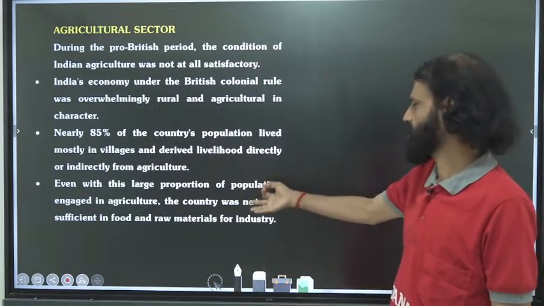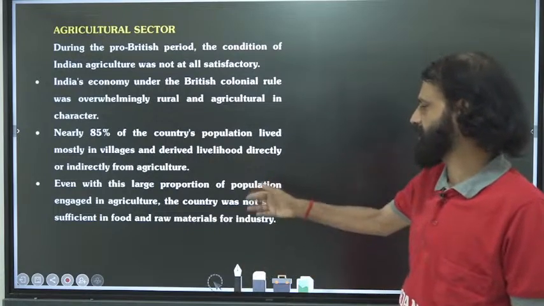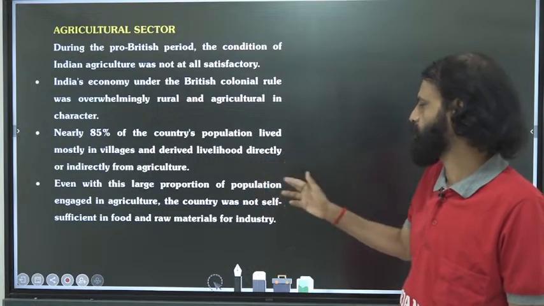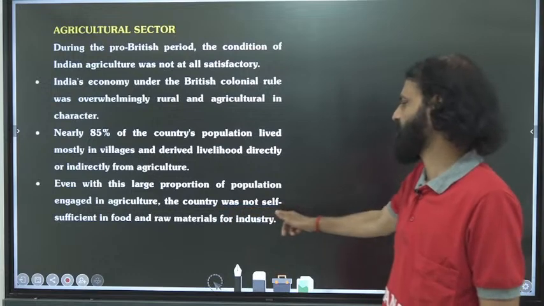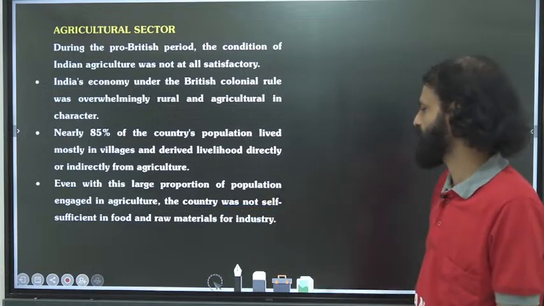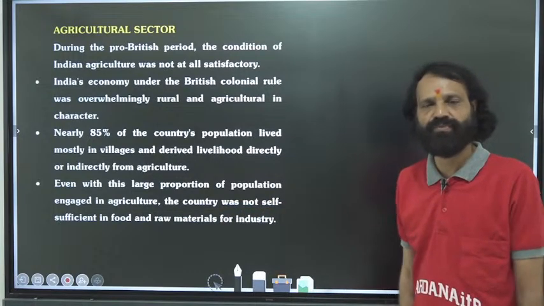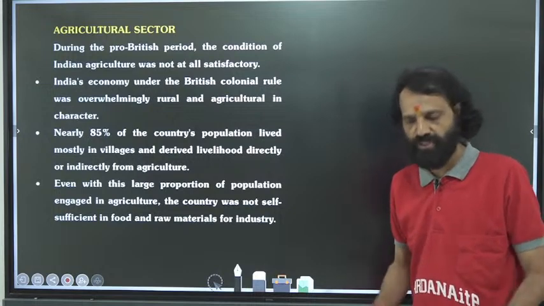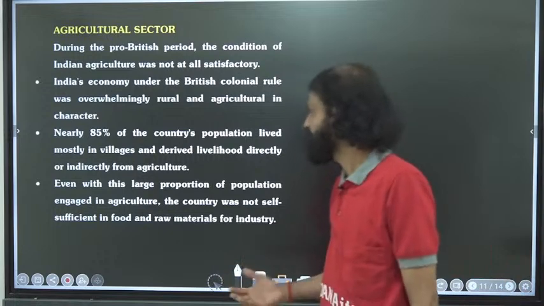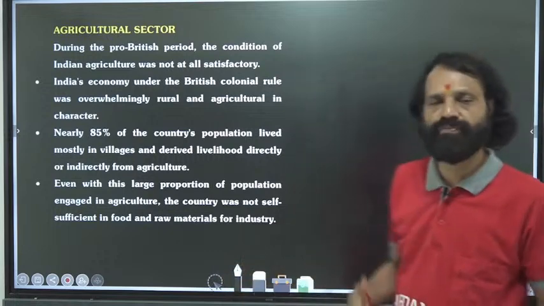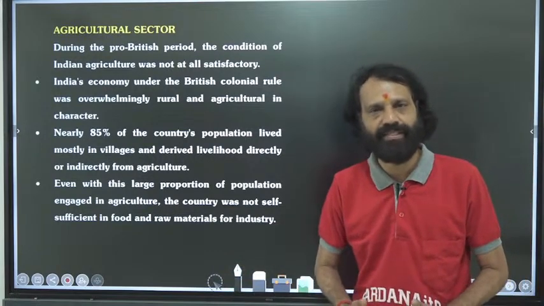Even with this large proportion of the population engaged in agriculture, the country was not self-sufficient in food and raw materials for industry. The country was not supplying enough raw material for its industries. Even sufficient food was not available at that time.